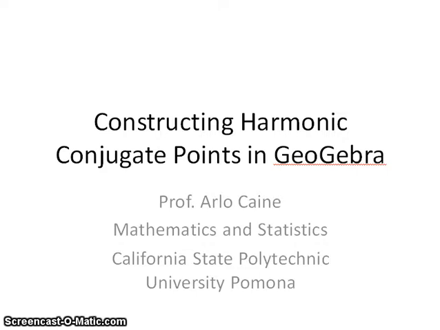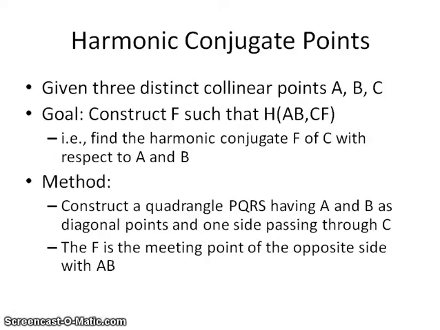This is a short screencast on constructing harmonic conjugate points using GeoGebra. This is part of my course on projective geometry, and the construction that we want to automate in GeoGebra is: given three distinct collinear points A, B, and C, we want to construct a fourth point F such that A, B, C, and F are harmonically related, meaning in particular that F is the harmonic conjugate of C with respect to the points A and B.